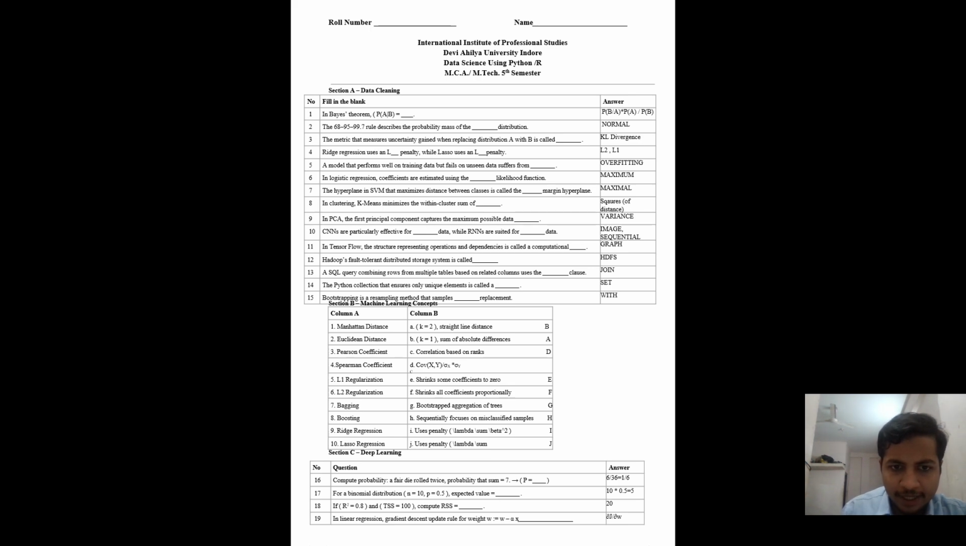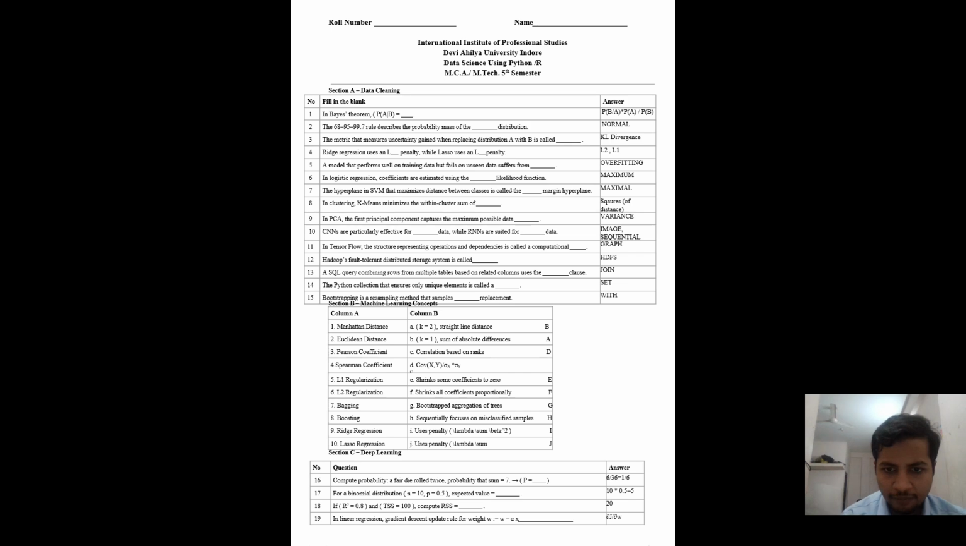Now Manhattan distance, we know that Manhattan distance here k is equal to 1, so sum of absolute difference. Euclidean distance being k equal to 2, straight line distance. Pearson coefficient uses covariance. So here is the option. It uses covariance normalized by standard deviation.